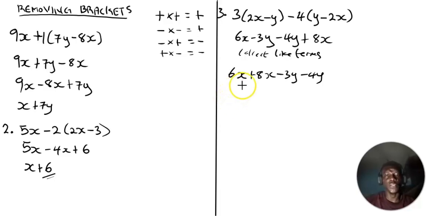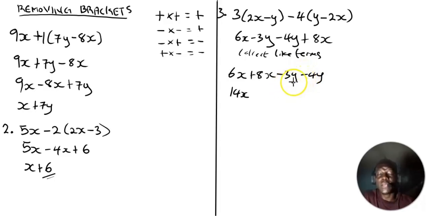Alright, let's go. So you say 6x plus 8x. So that's 6 plus 8. That will give you 14. So you have 14x. Then minus 3y minus 4y. Please, this is not minus 3y times minus 4y. There's no multiplication sign here. Take note of that.